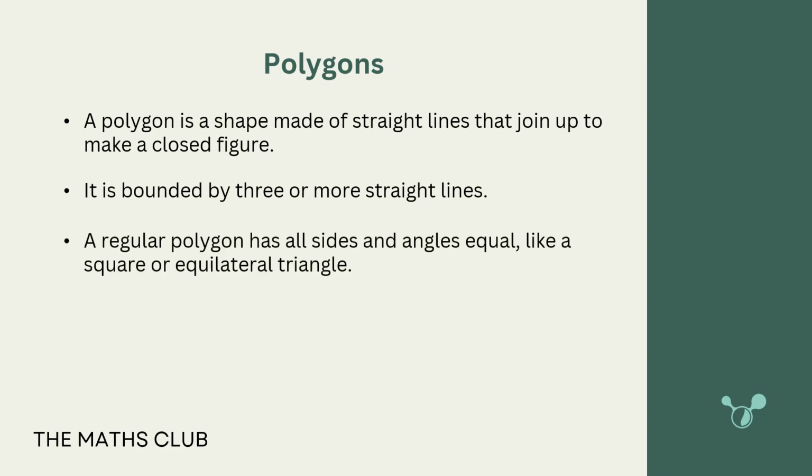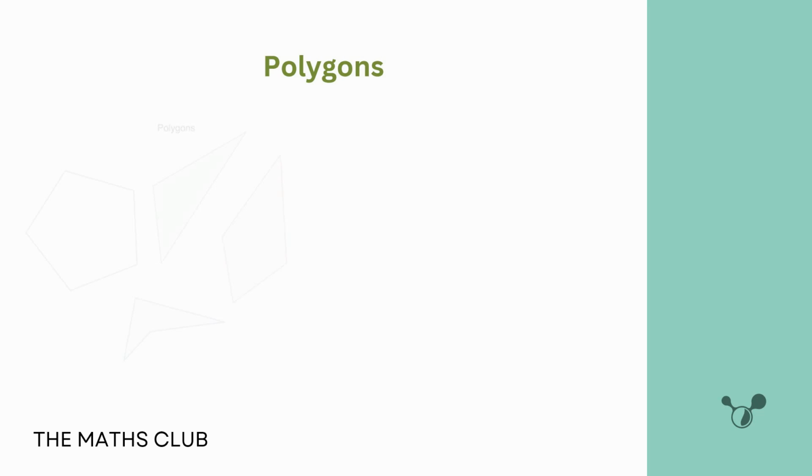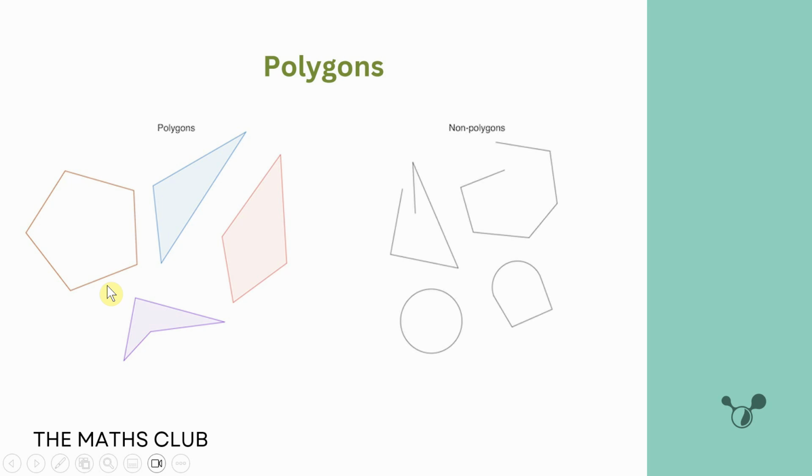A regular polygon has all sides and angles equal, like a square or an equilateral triangle. We know this too. While an irregular polygon has sides or angles that are not all the same. So some might be the same, but others will be different, or they might all be different. Polygons have no curves and they have no openings. So you can see these are examples of polygons, all closed up. And these are non-polygons. You can see these are not joined. These have a curve. You can see the curves in two of them.